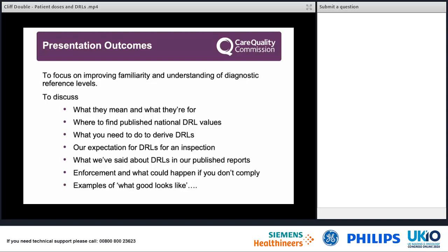We've taken enforcement action, and we'll still do so. We'll give you some examples of what has happened if you don't comply. And finally, we'll finish off with a couple of slides on what good looks like, some examples drawn from recent inspections. So diagnostic reference levels is a bit of a mouthful.